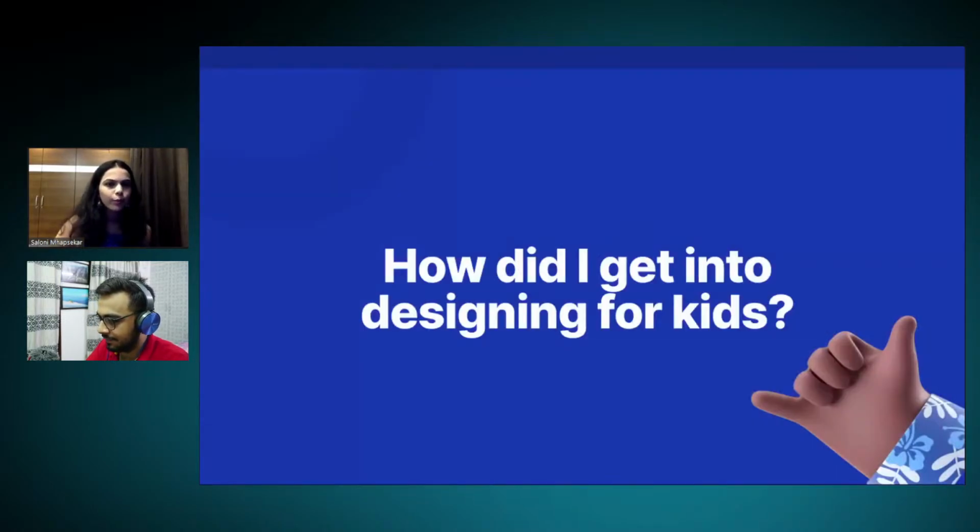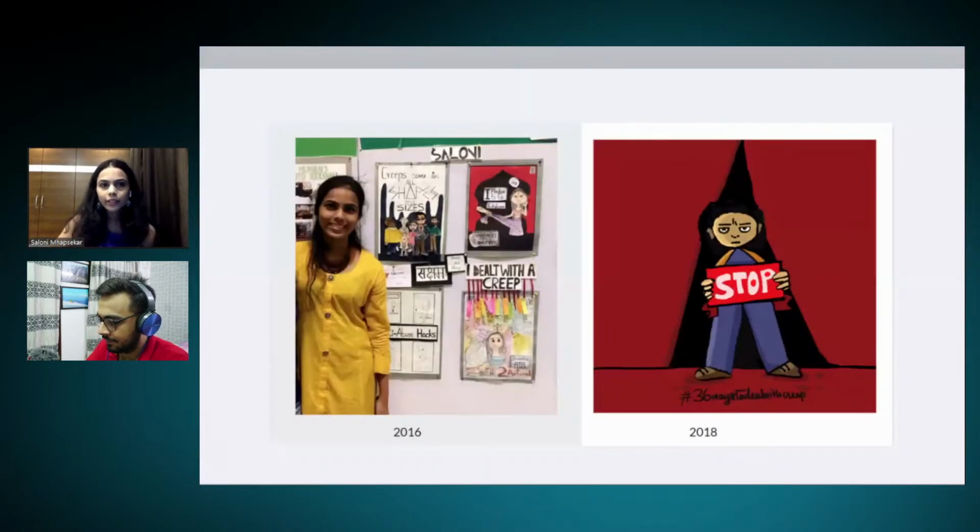Now let's talk about how I got into designing for kids. We have to rewind a bit. Five years ago, I was preparing for getting into design schools, and I had this exhibition where I made a poster on designing for women's safety. At that time, I came up with this interesting quote: creeps come in all shapes and sizes. Soon enough, that thought stayed with me, and after two years, in my second year of NIFT, I did this Instagram series.